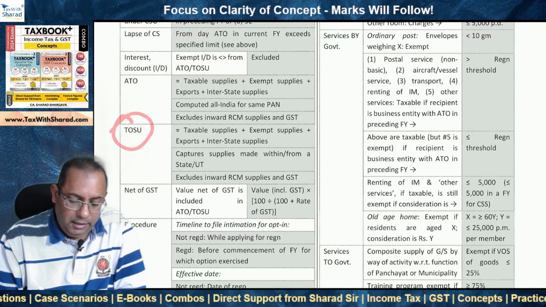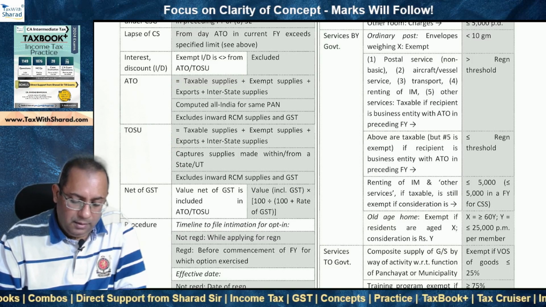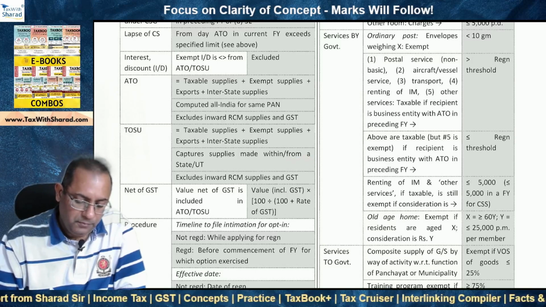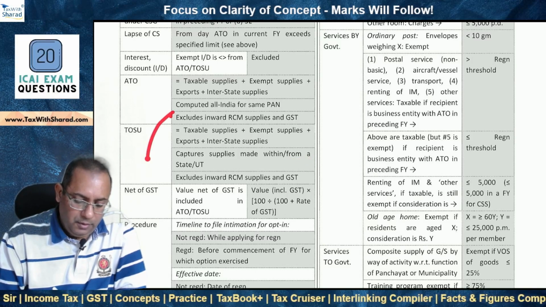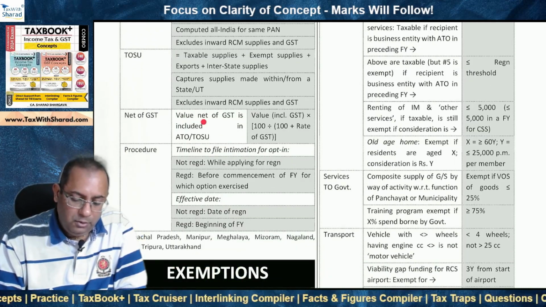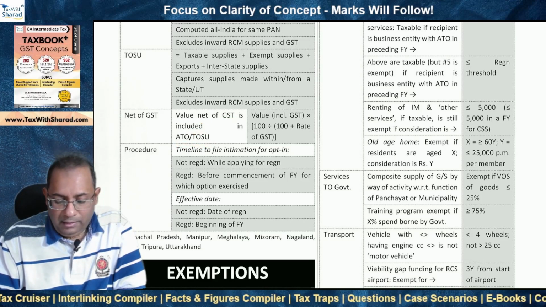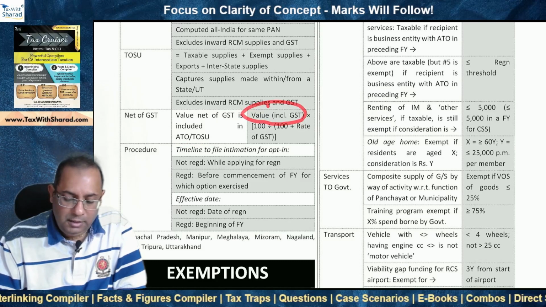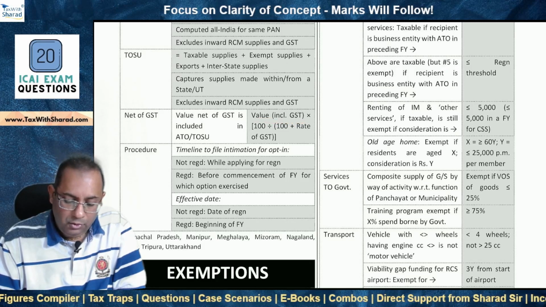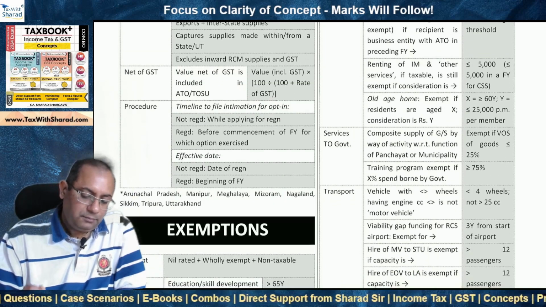How do we compute turnover in state or UT? The formula is the same as that for ATO, but in case of turnover in state or UT, it captures supplies made within a state or UT or from a state or UT. And just like ATO, it excludes inward RCM supplies as well as GST. So GST is excluded. That means the value which is net of GST should be included in ATO or turnover in state or UT. And if we have the value which is inclusive of GST, then how do we compute value net of GST? So we multiply this value inclusive of GST into 100 divided by within bracket 100 plus rate of GST.